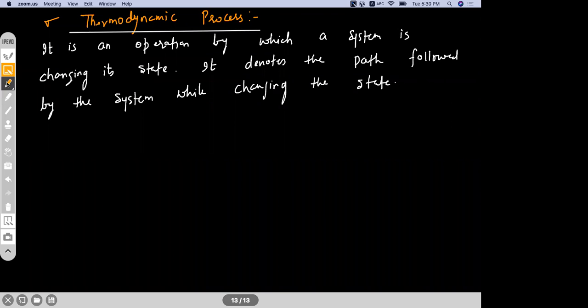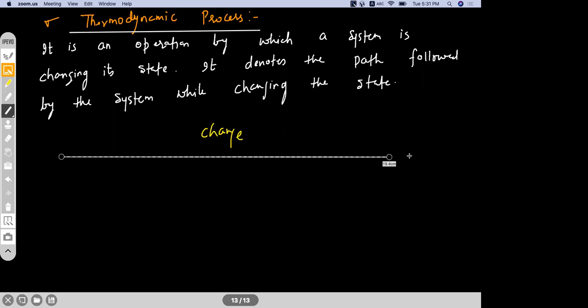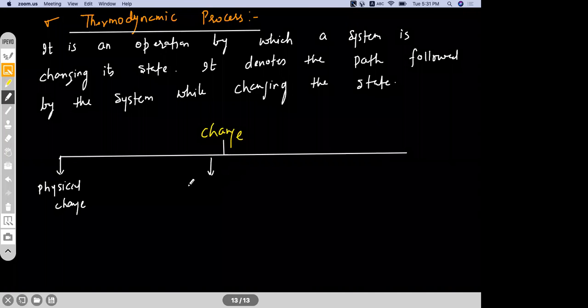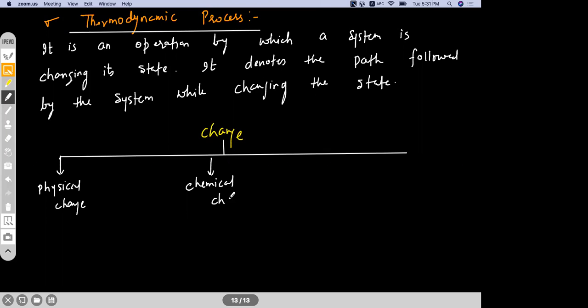If you talk about change over here, change we can also have three types. The first one we can say physical change or phase change. Physical change or phase change means what? Solid to liquid conversion, phase change we have. And then we have chemical change. And then we have state change. State change means a variable is changing: pressure, volume, temperature, right? State change means state variable. It's not the physical state, it's a state variable.